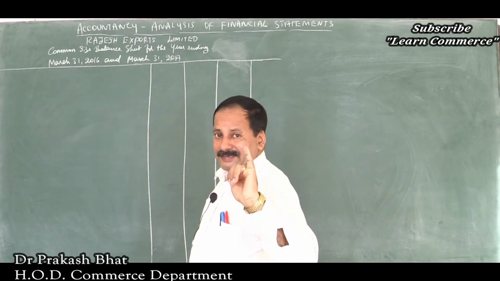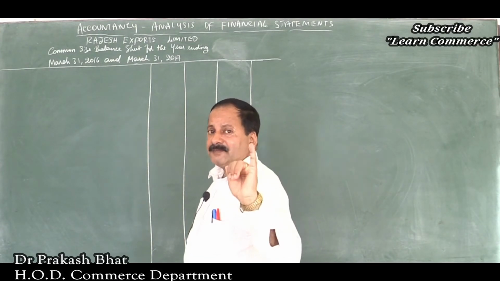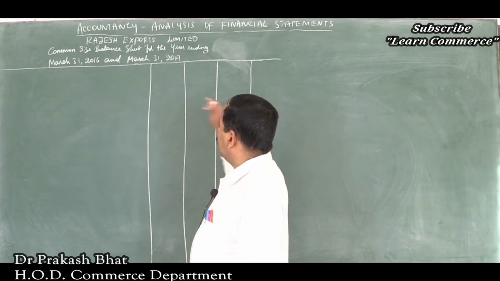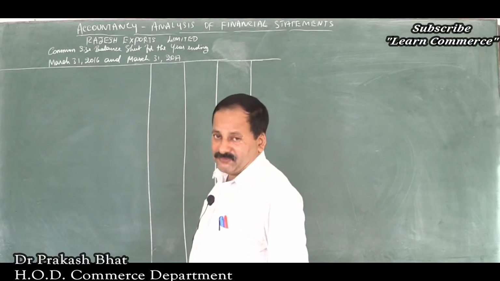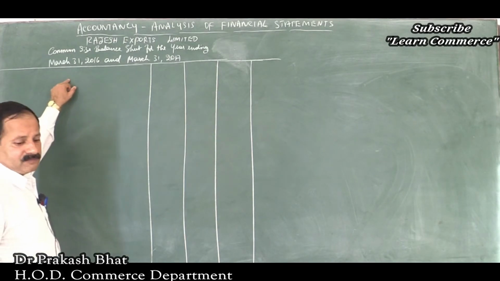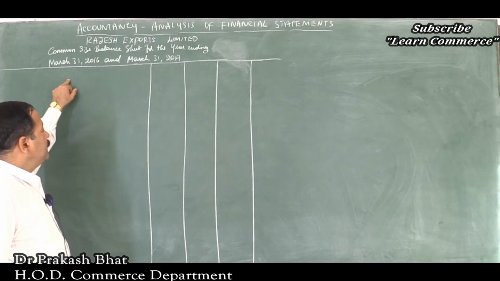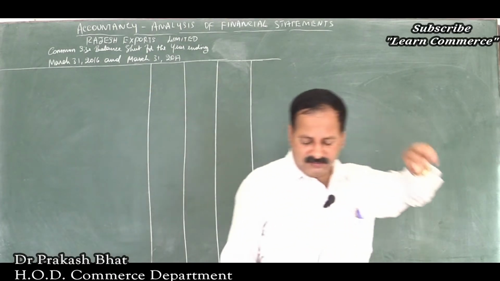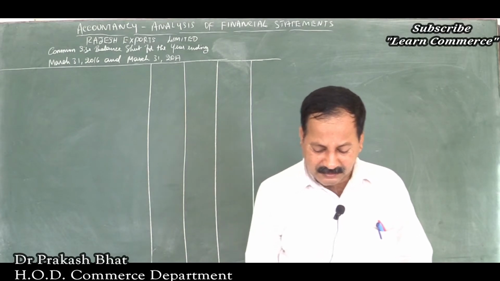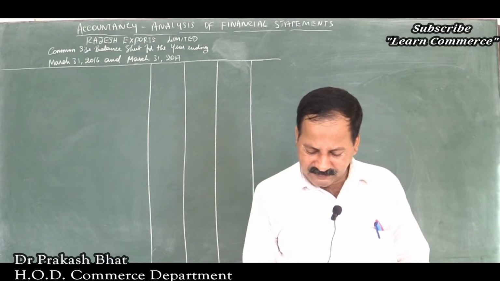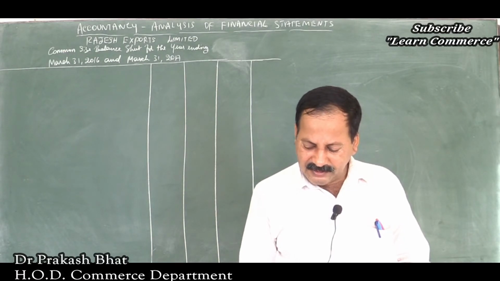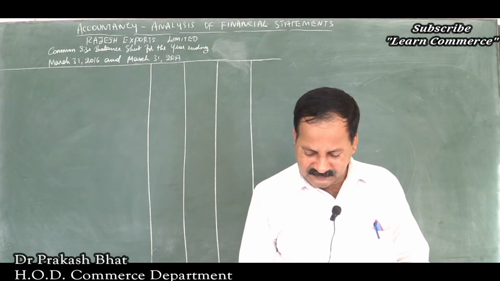We will reduce it to 100, and by taking the total of assets as the base, we will calculate the percentages of each item of the balance sheet. That is what we will do. So write here particulars, write column headings. Particulars here, 31st March 2016 rupees, isn't it? 31st March 2017 rupees.